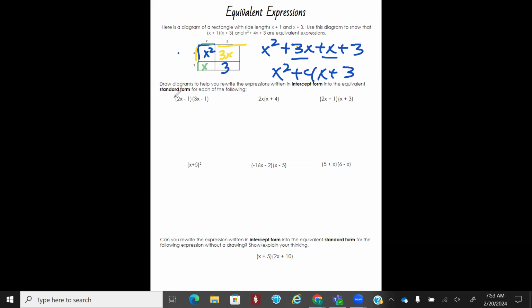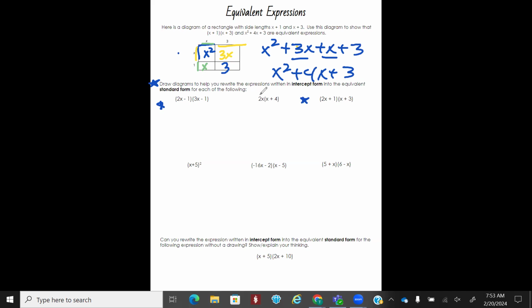Okay. So you're going to draw the diagram as well as work the box to show what the standard form of this is. Standard form means that we're going to have that x squared, and then it's going to have a constant at the end. Okay. So you are able to do these. This one is a little different.